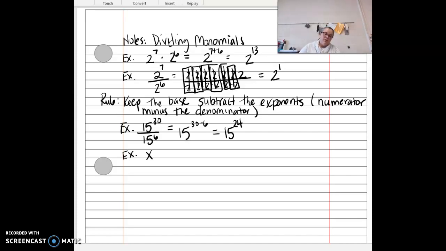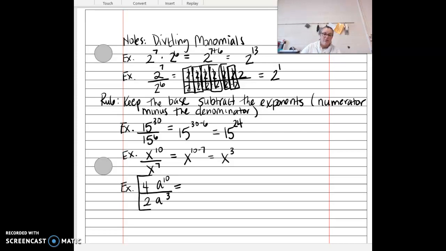We can also do this with variables. If I take x to the 10th divided by x to the 7th, looks like we're dividing, the bases are the same, so I'm going to keep my base x to the 10 minus 7, which gives me x to the 3rd power. Because if I were to actually write it out, I'd have 10 x's in the top, 7 x's in the bottom, 7 of them would cancel out, leaving 3 left over. We can try problems like this. If I did 4a to the 10th divided by 2a to the 3rd, we can actually set this up just like we would normally.